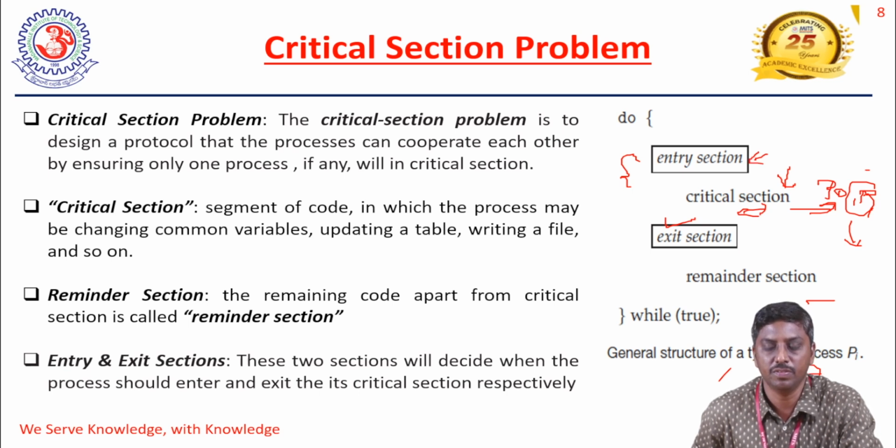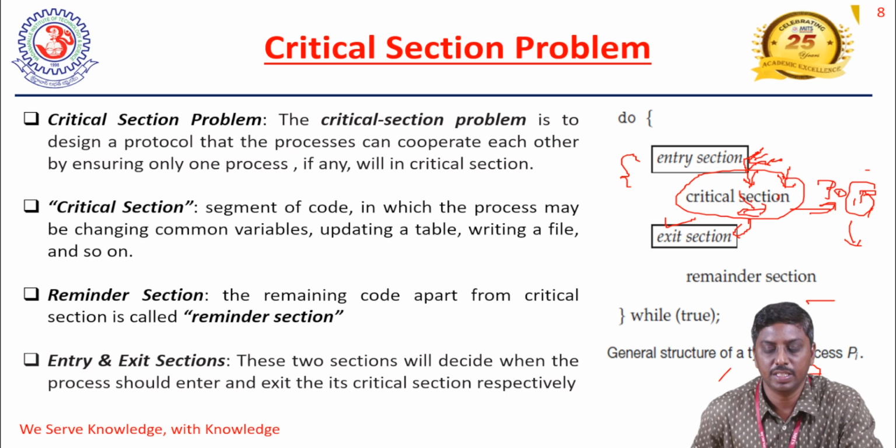These two sections will decide whether this process should enter into the critical section or not. It will check whether any other process is in its critical section. If so, it does not permit the other process to enter into its critical section. If there is no process, then the process P1 can enter into the critical section, and after updating this common variable, it has to exit.